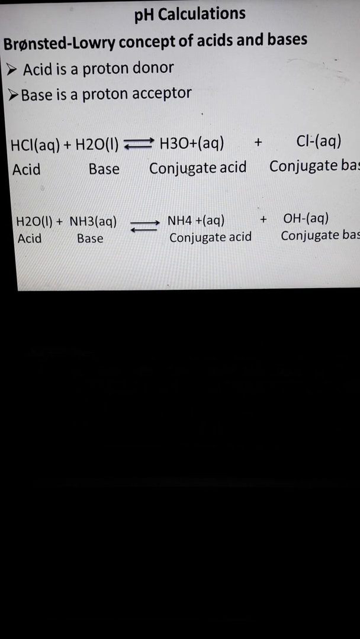So the products are a conjugate acid plus a conjugate base. This is the hydronium ion and the chloride ion. Another example is water plus ammonia. So you have acid and base. This one is the conjugate acid, the ammonium ion, and the hydroxyl ion, or hydroxide ion, is the conjugate base. So this is a reversible reaction.